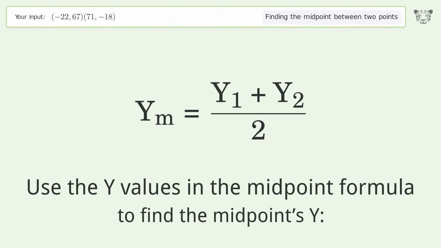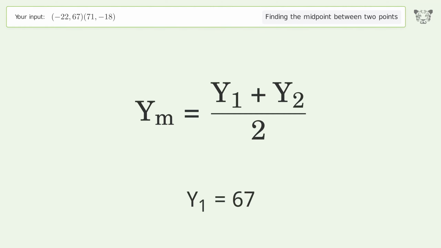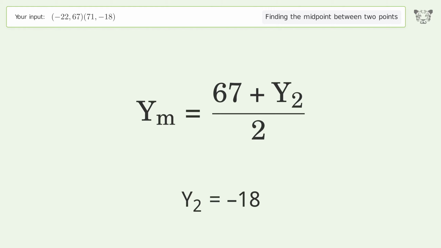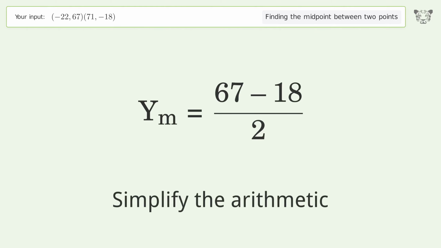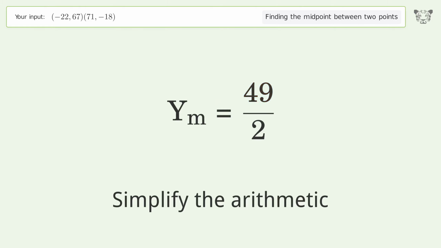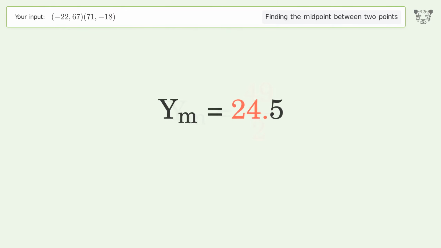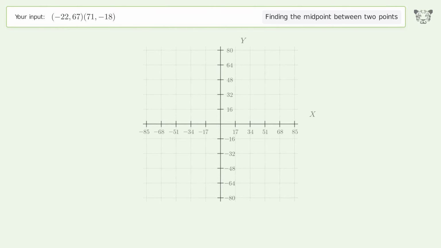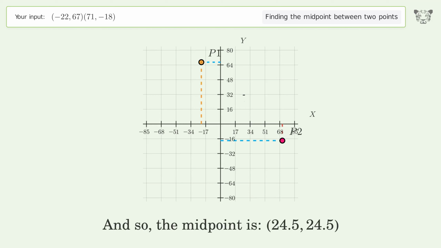Use the y values in the midpoint formula to find the midpoint's y. y1 equals 67. y2 equals -18. Simplify the arithmetic. And so, the midpoint is 24.5, 24.5.